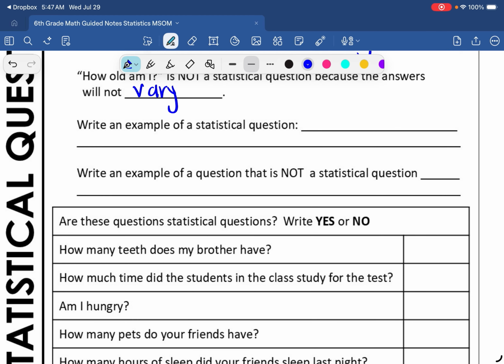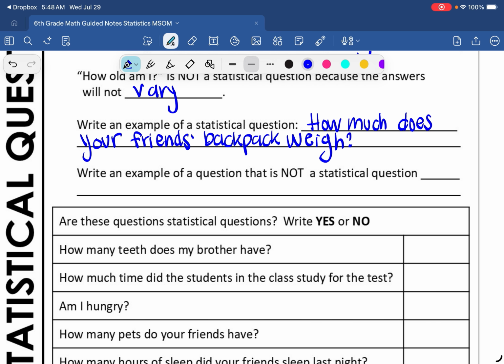Write an example of a statistical question. So you need to think of a question that if you ask people, the answers will be different. Maybe some of them can be the same, but a lot of them can be different. They can get variable answers. So my statistical question is, how much do your friends' backpacks weigh? You're going to get different answers.